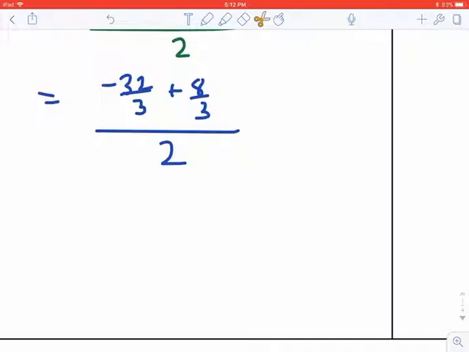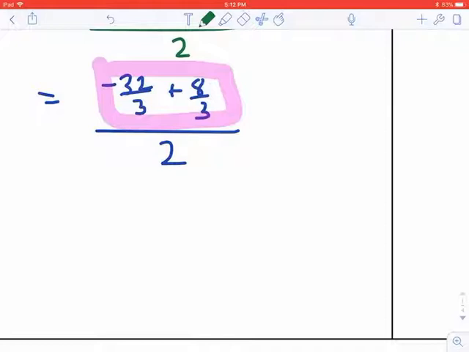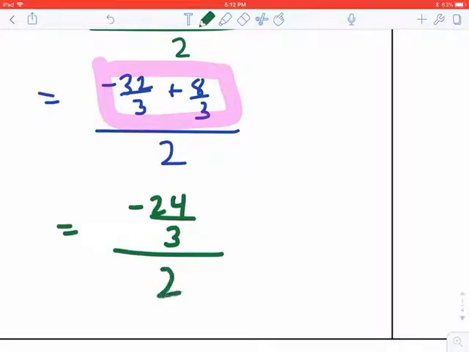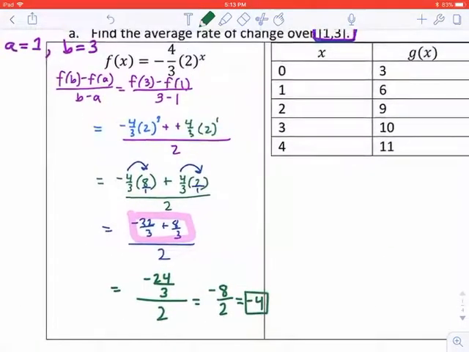Zoom into here. Let me combine what I've got going on up in the numerator. So negative 32 over 3 plus 8 over 3, since I have similar, common denominators, I can simplify that and get negative 24 over 3 all over 2. And negative 24 over 3 simplifies nicely, which gives me negative 8 all over 2, and then this is equal to negative 4. Okay, so my average rate of change for this function over the interval of 1 to 3 is negative 4.